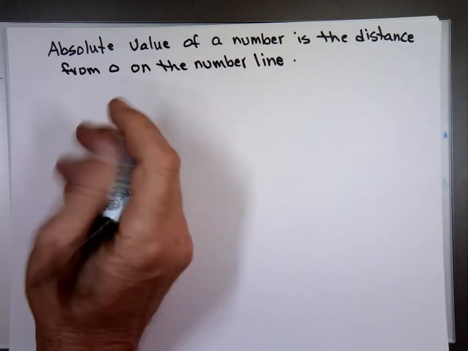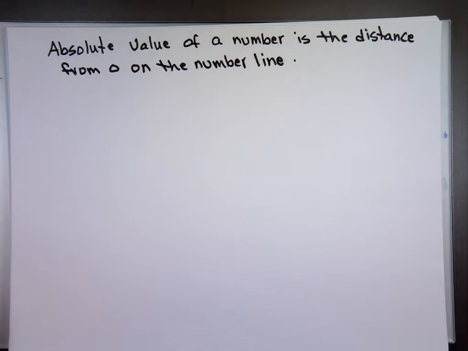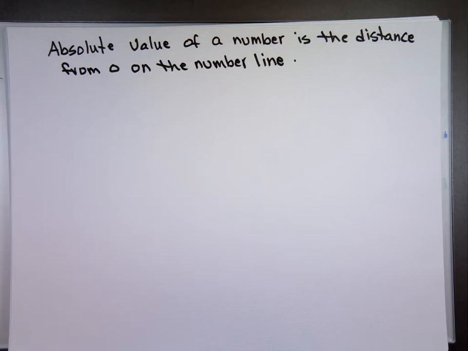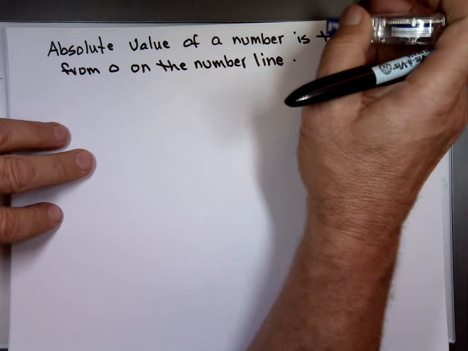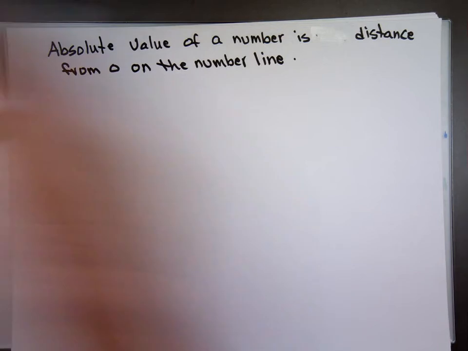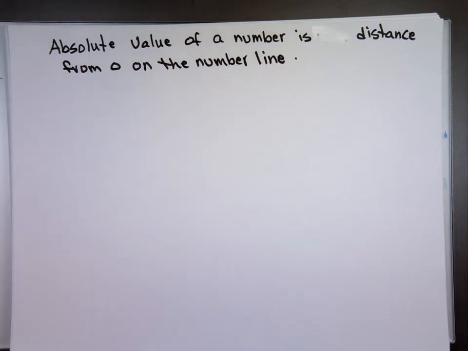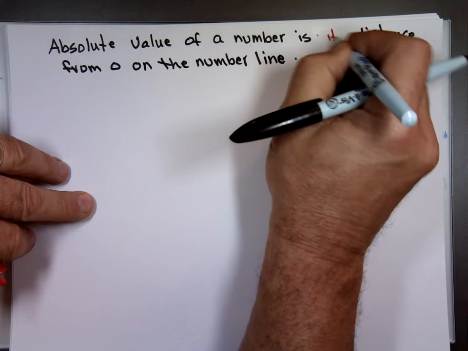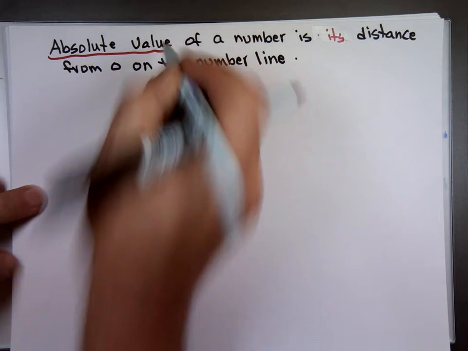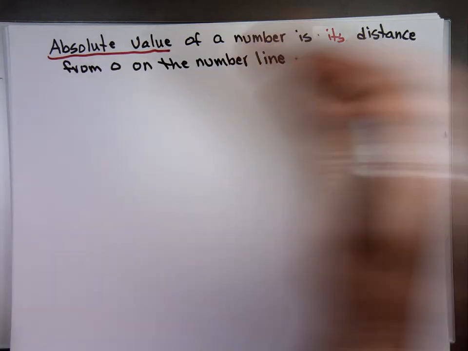So the absolute value of a number, I should say it's its distance. That's probably a better definition. The distance from 0 to the number. How about say its distance? I like the word its. Distance from 0. How far is that number from 0?